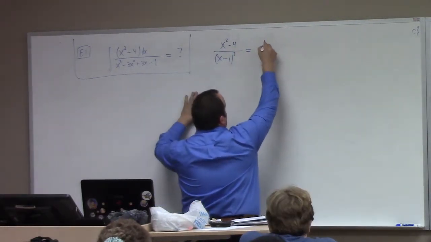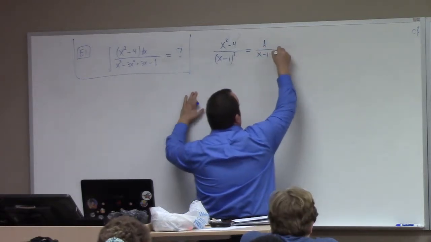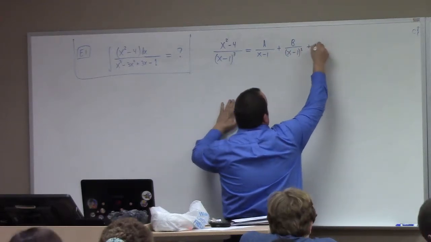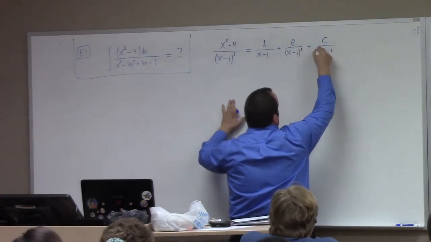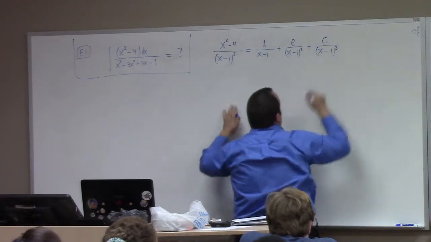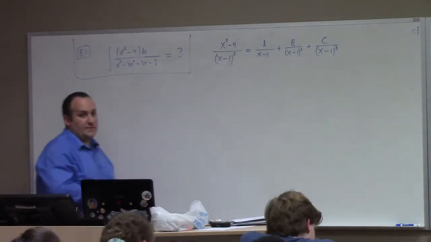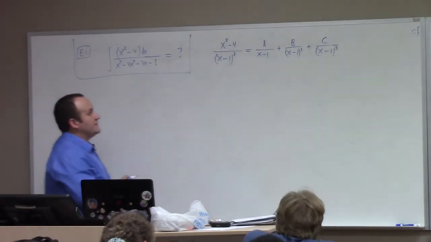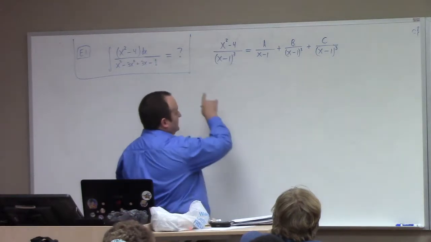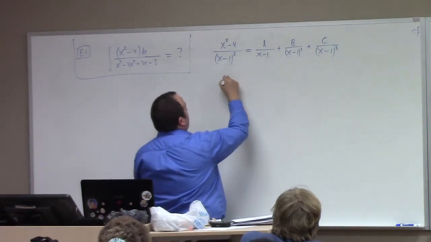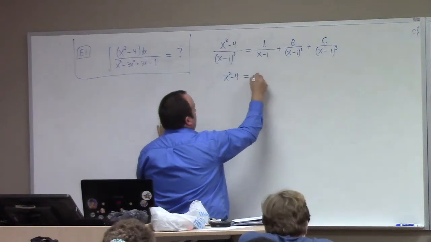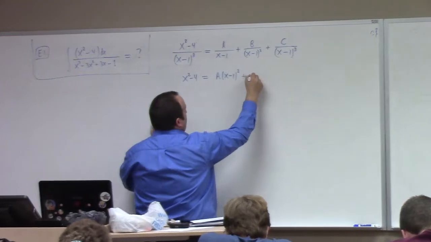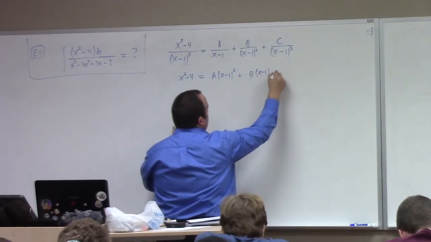I do A over x minus 1 plus B over x minus 1 squared plus C over x minus 1 cubed. This is the partial fractions decomposition you want. Now, let's see if that works. So what I do is multiply by the denominator, and we get x squared minus 4 is A times x minus 1 squared plus B times x minus 1 plus C.